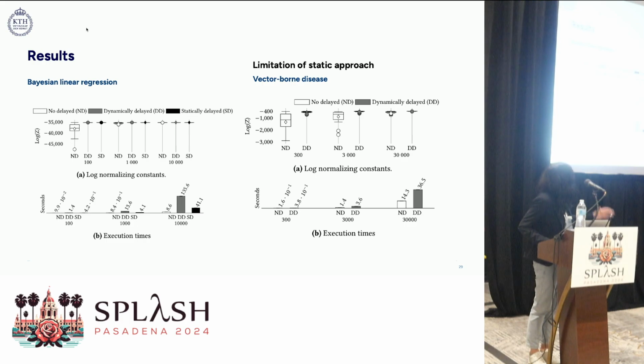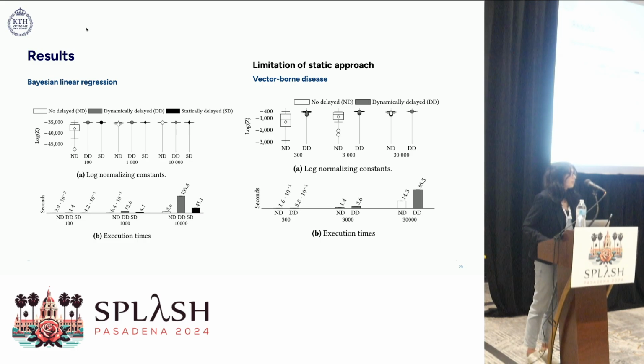Here it was a smaller model, so we can see all of them converge to the same result, but of course, with delayed sampling, it converges much faster, or with fewer particles. And we can see that, again, static execution time is much less compared to the dynamic version.